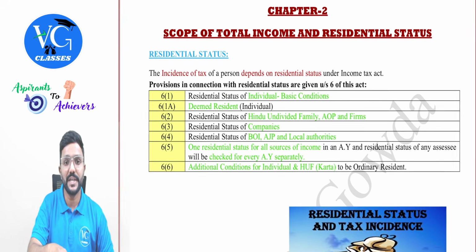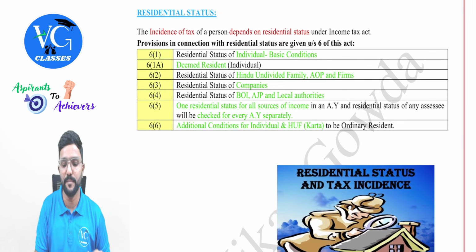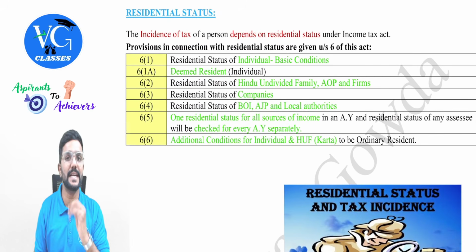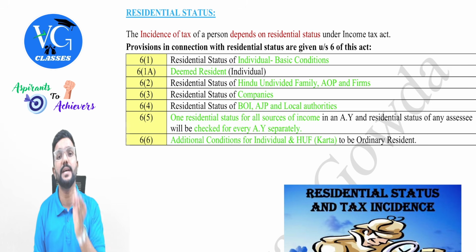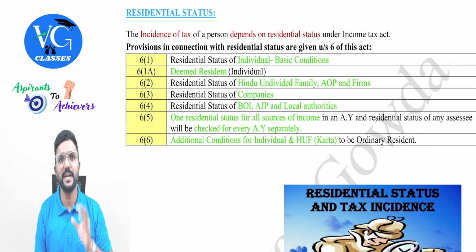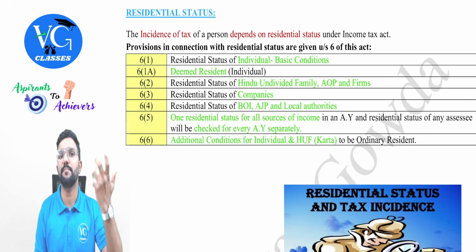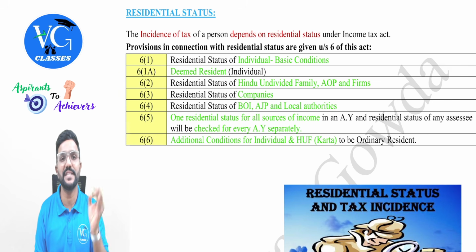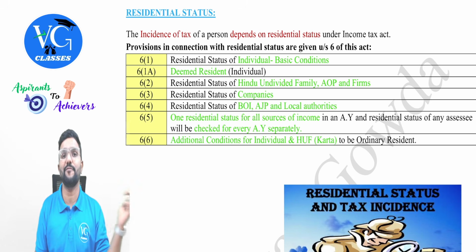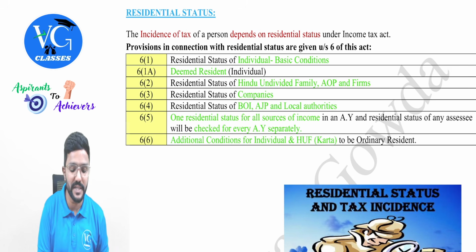So residential status, sir, why residential status is important? The incidence of tax of a particular person depends on his residential status. Whether he is liable to pay tax on a particular income or not depends on the residential status of a person. And residential status has to be decided separately for each and every category of person. Who is person? We have already learned in the previous chapter. That is, it is defined in section 2 clause 31, guys. And the residential status of each category of person, how do we decide it, is given in section 6.